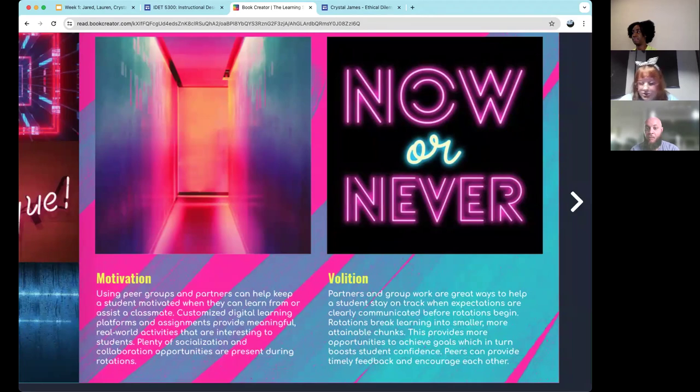This last page just talks about how using all of this will help with motivation and volition. So using peer groups and partners helps keep a student motivated when they can learn from, or assist, a classmate. Customized digital learning platforms and assignments provide meaningful real-world activities that are interesting to students. And then there's plenty of socialization and collaboration opportunities when you're doing rotations.